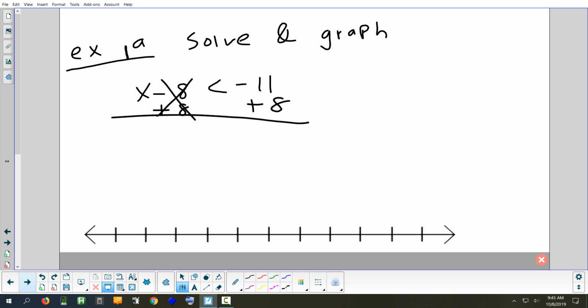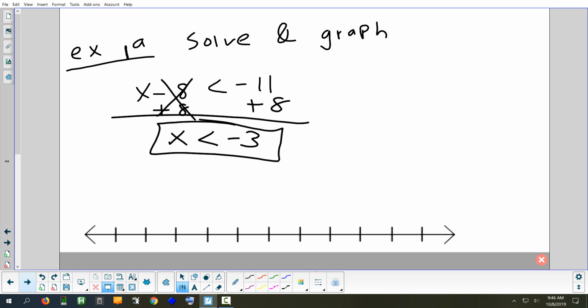Kelsey, what's still on the left-hand side? X. That was the whole point, right? Now we've got x by itself. And for today, you keep the sign exactly the same as what it was originally. Tomorrow, we're going to learn sometimes it has to flip, but not today. So just keep it exactly the same for today. And then, Jaden, what's negative 11 plus 8? Negative 3. Okay, so that's the first part, solve.